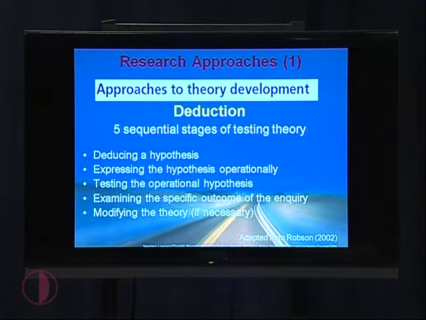This is what we discussed, the three approaches: induction, deduction, and abduction. For deduction, there are five sequential stages of testing the theory. We propose some hypotheses and look for some scales and measures to operationalize these hypotheses, to test the hypotheses and examine the specific outcomes of the inquiry by analyzing our data. Then if we get a logical finding, we accept the theory, otherwise we reject the theory and look for another theory.